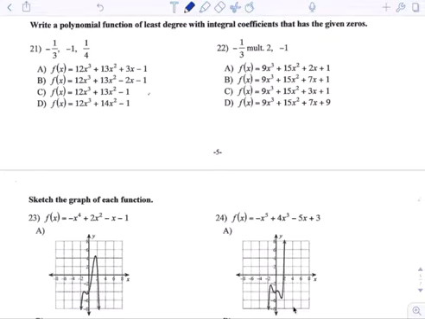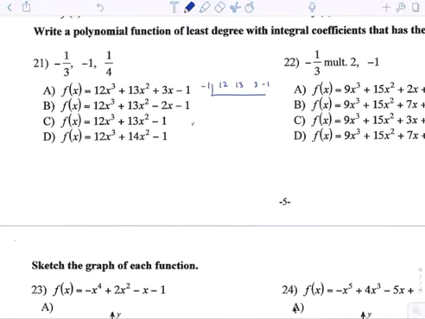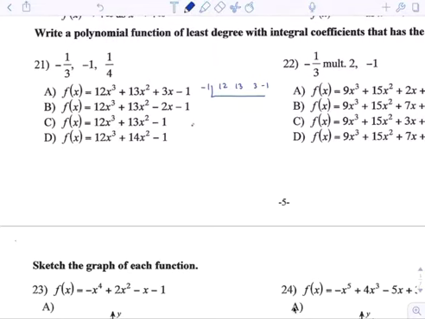if you do synthetic division knowing that these are zeros, then you shouldn't get a remainder when you try for that one. So for example, if you tried to do synthetic division with A, you would have 12, 13, 3, and negative 1. And I'm just going to use negative 1. If you want to challenge yourself and use a fraction, be my guest, but I'm just going to use negative 1. Because this problem's telling us those are zeros. So, 12, negative 12, 1, negative 1, 2. Well, that's not going to give us a remainder of 0, so that one's gone.